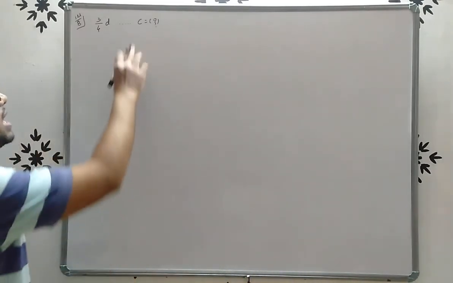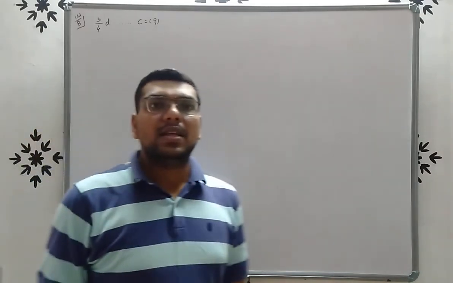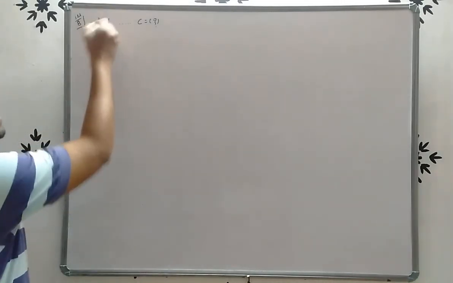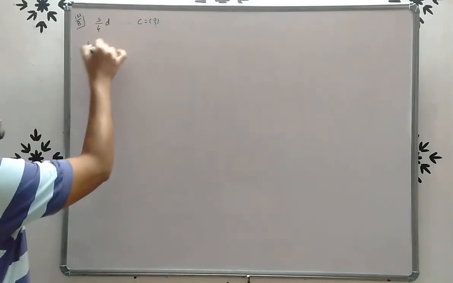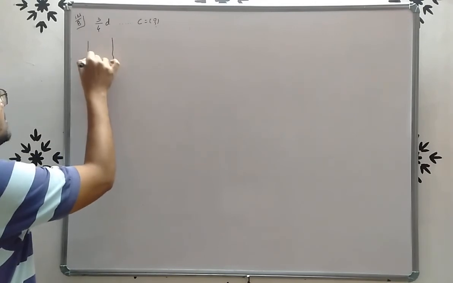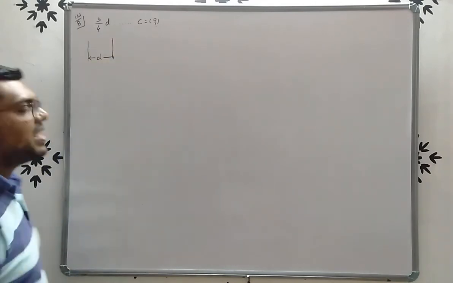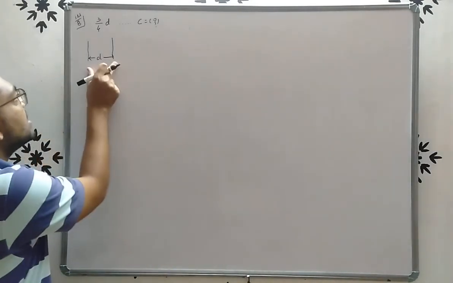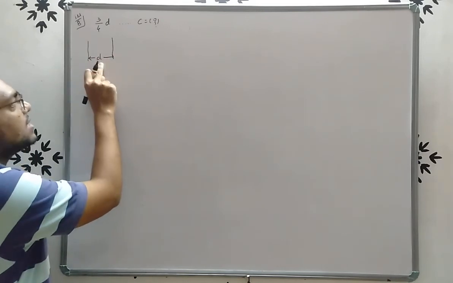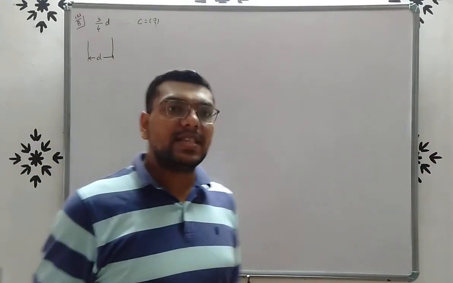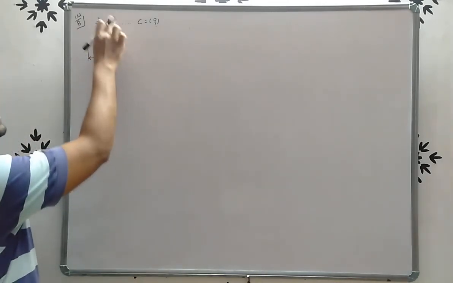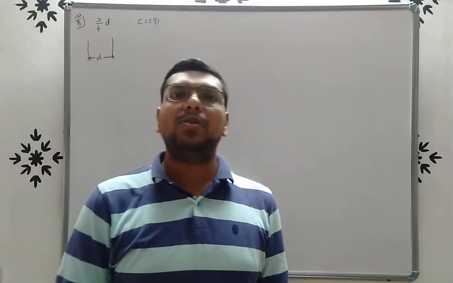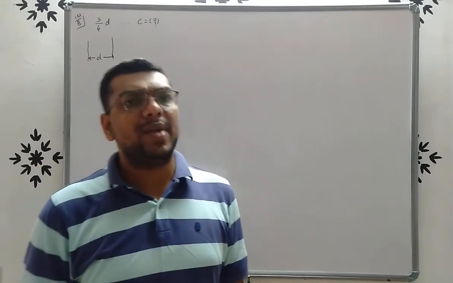So here we have to find out capacitance. The thickness of the slab of dielectric is given 3 by 4d, right? And we know that here this is plate 1 and plate 2, and the distance between these two plates of the parallel plate capacitor is small d, right? So here we insert a dielectric having a thickness 3 by 4d, right?